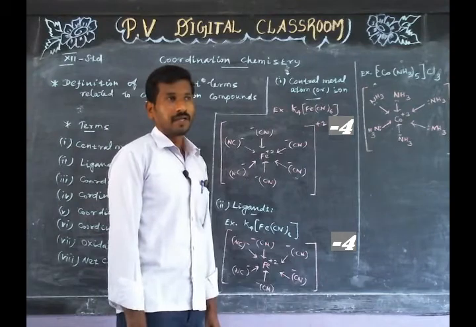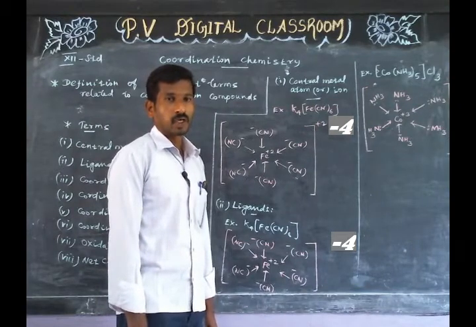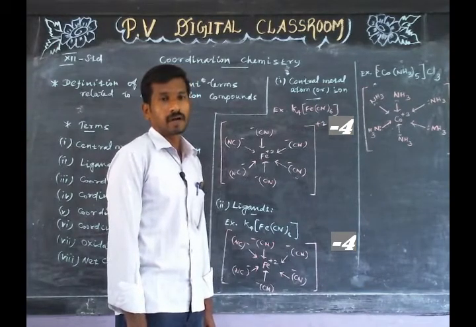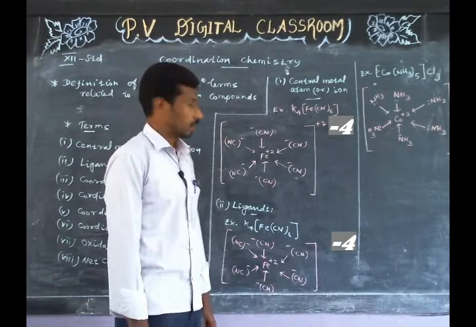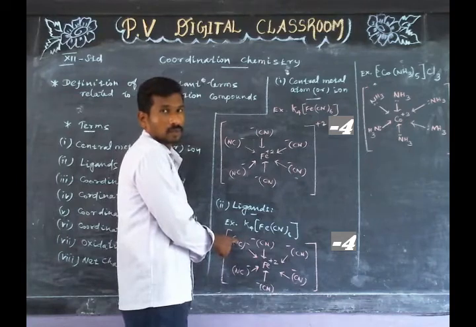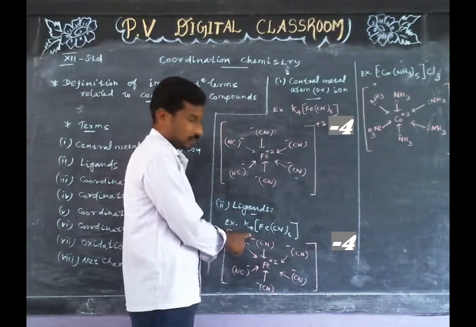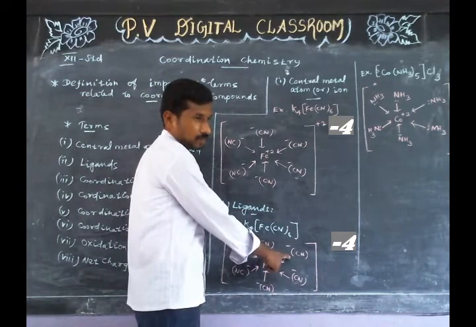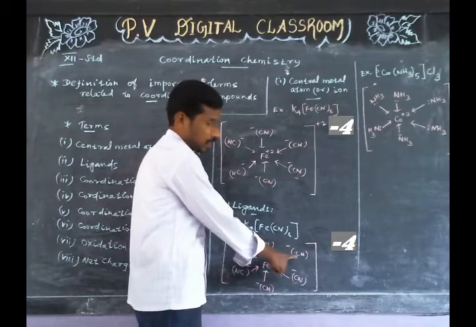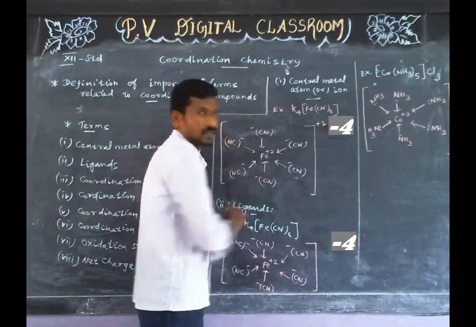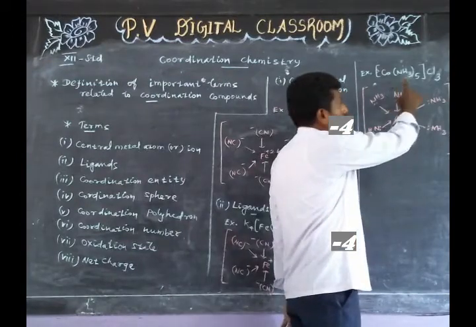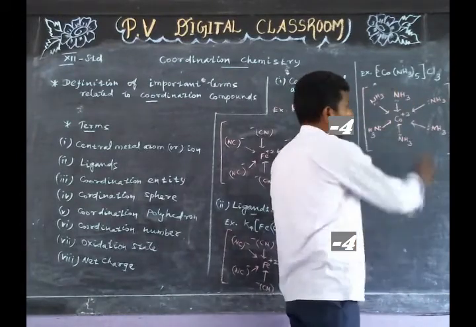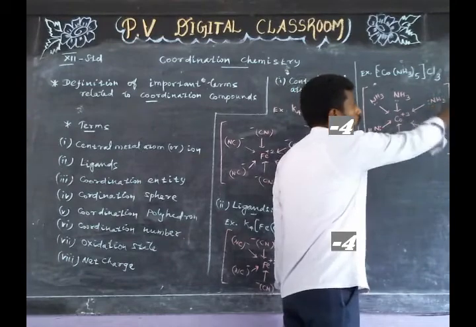Atom in a ligand which is directly bonded to a central metal atom or ion in a coordination compound is called donor atom. In this compound, ligand is CN minus ion and donor atom is carbon in CN minus ion. In this compound, ligand is ammonia molecule, donor atom is nitrogen in ammonia molecule.